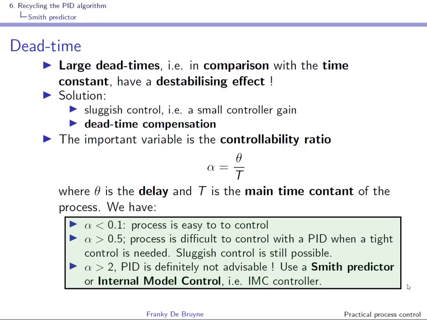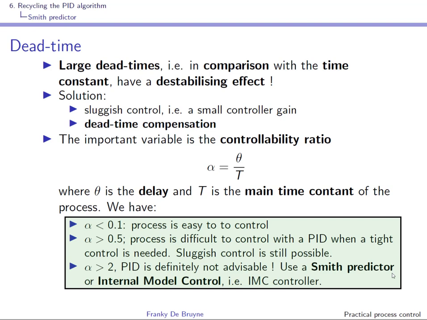In this subsection, we look at the Smith predictor, a control solution for processes with a large dead time. And here we mean large dead time in comparison with the main time constant. Well, we have seen that when the dead time is large compared to the main time constant of the system, this has a destabilizing effect. Remember the effect on the stability margins.